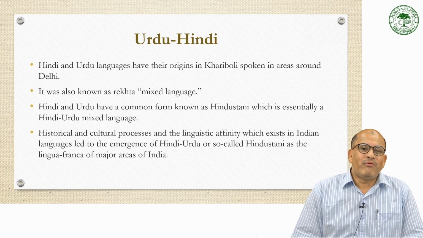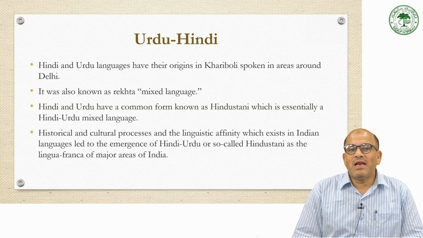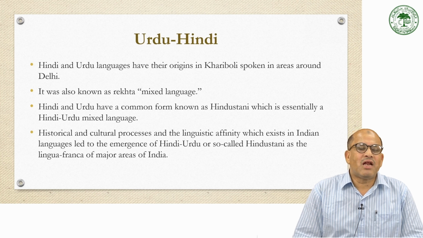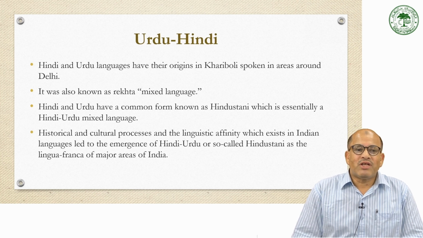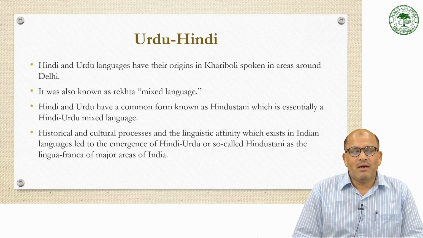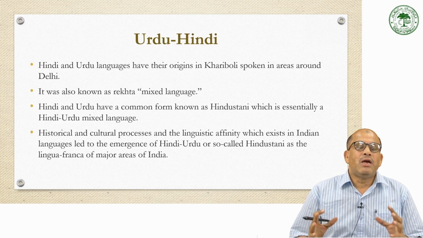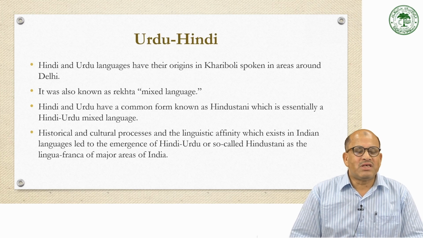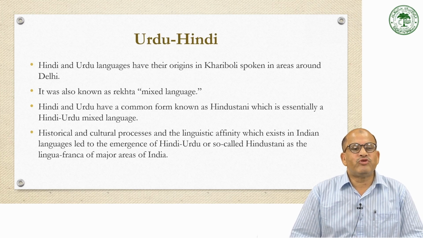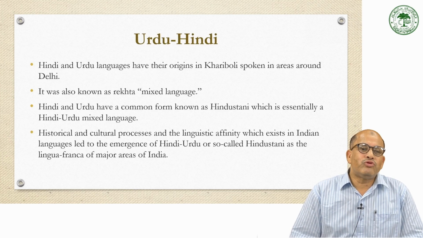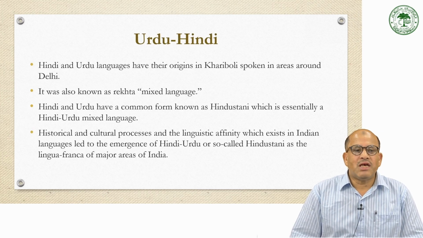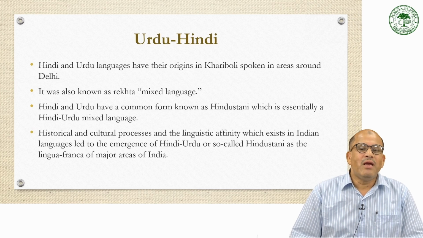Hindi and Urdu have their origin in Khariboli, spoken in areas around Delhi. It was also known as Rekhta, which means mixed language, the combination of different groups of languages, and they used vocabulary from different sources. So Hindi and Urdu have a common form known as Hindustani, which is essentially a Hindi-Urdu mixed language. In terms of vocabulary, they were used interchangeably.